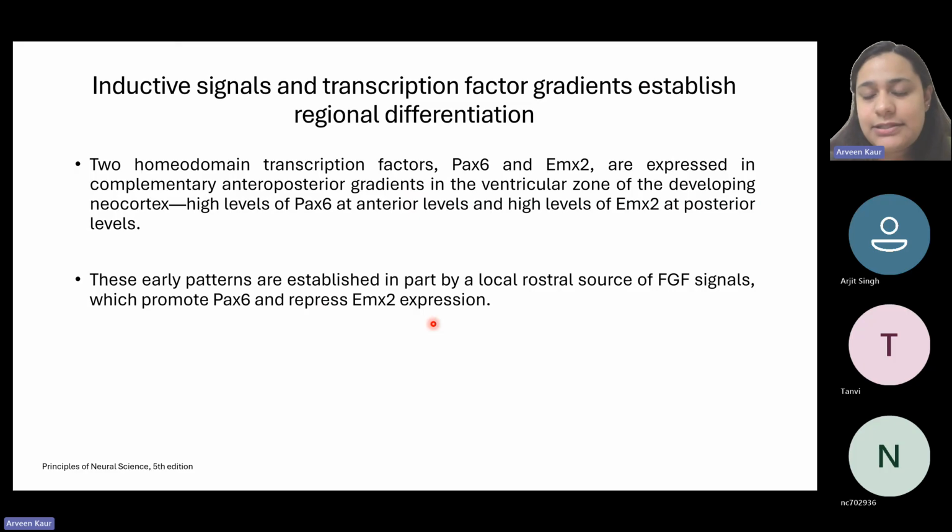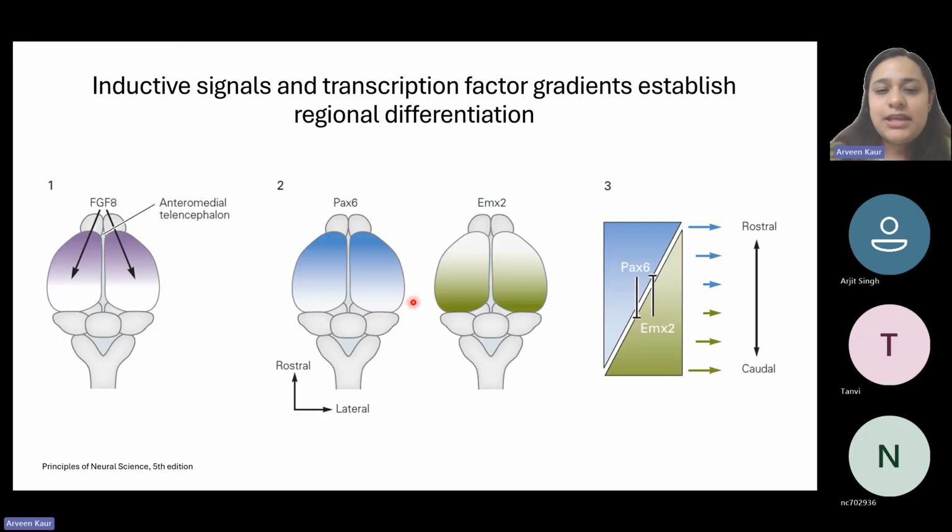So what they are saying is that initially there is some FGF, fibroblast growth factor, signaling occurring in the rostral region, or the front end of the brain, right? Because of this FGF signaling, what happens? It is promoting PAX6 to be present as a transcription factor in the front part of this forebrain, and it is inhibiting the expression of EMX2 as a transcription factor in this front part of the forebrain, right? So that is what is happening.